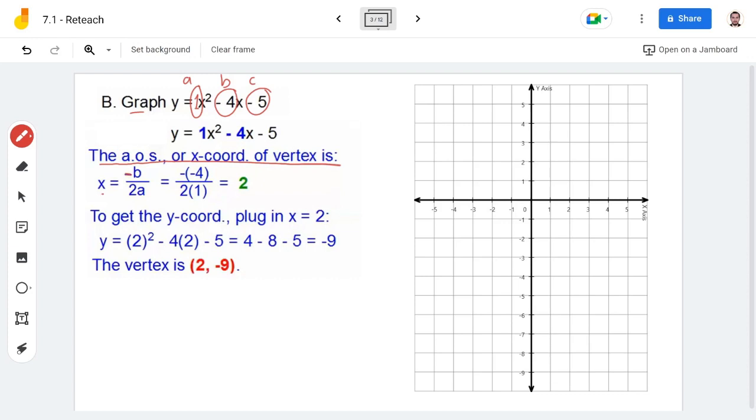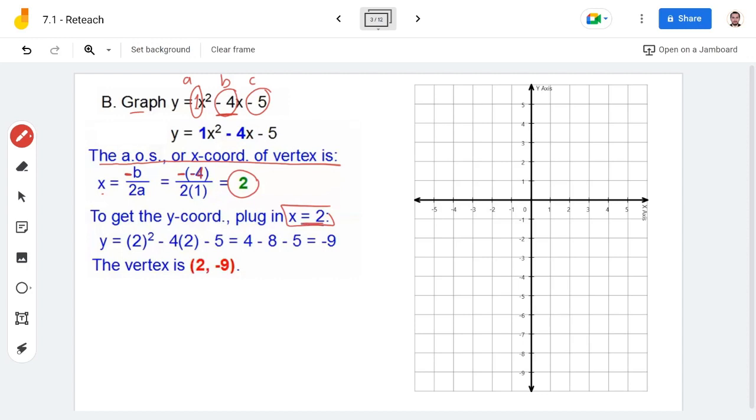So we have negative from the question itself, and B is negative 4. So I write negative 4B over 2 times A. A is 1, so 2 times A. So that means negative 4 over 2, which is equal to 2. So now we have x equal 2.